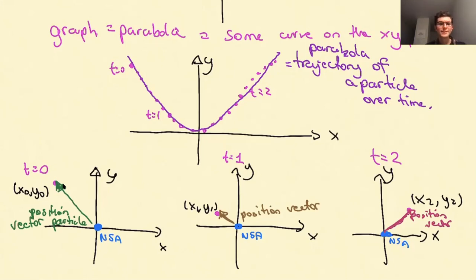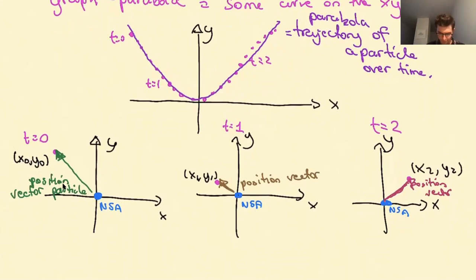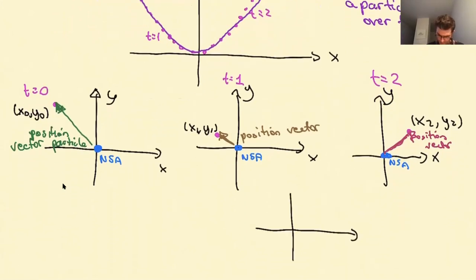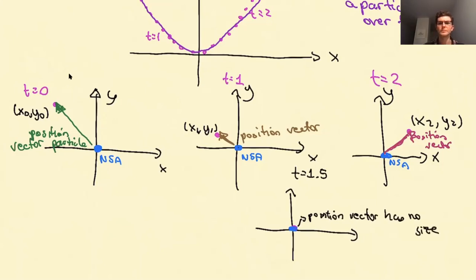Right. But this is a good point. Maybe at time 1.5, the particle coincides with the tower. And here, the position vector is an arrow with no size. So here, the position vector has no size. Is that making sense so far? So far, so good.